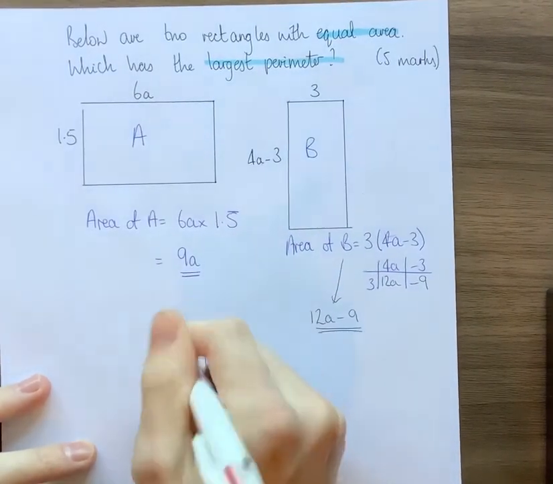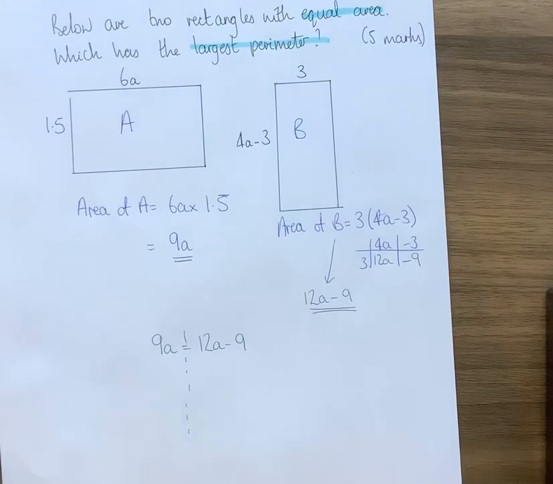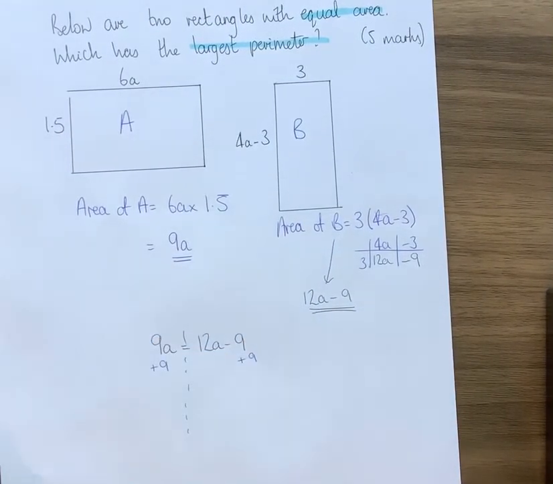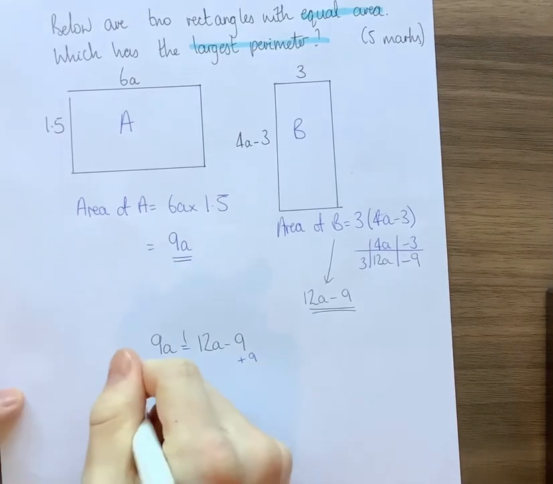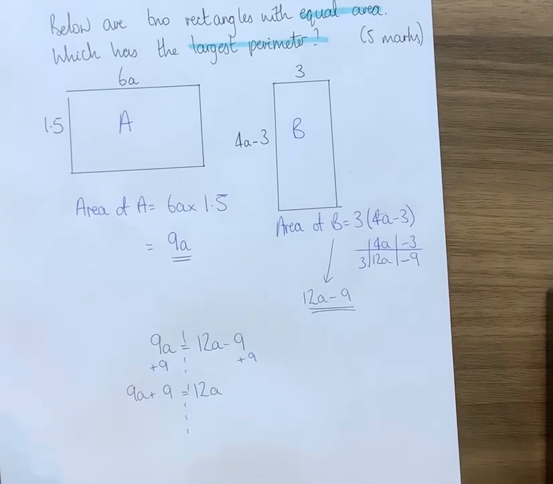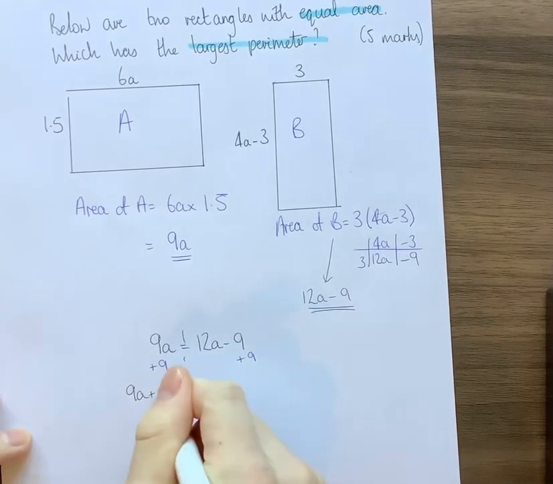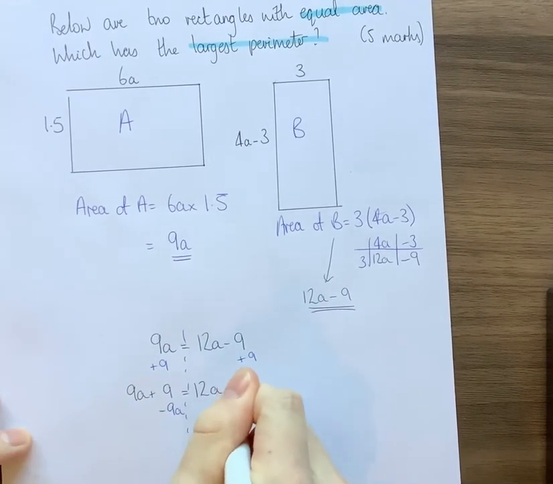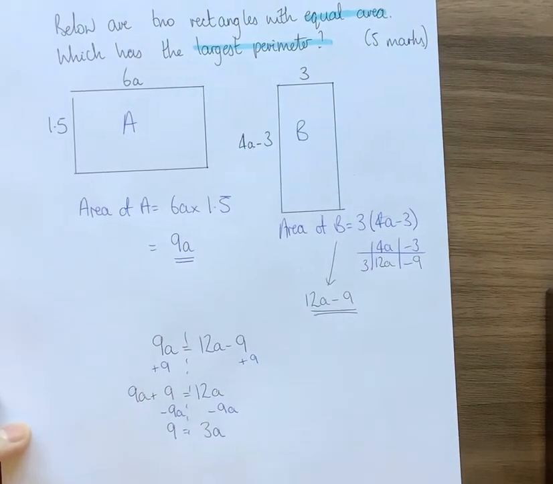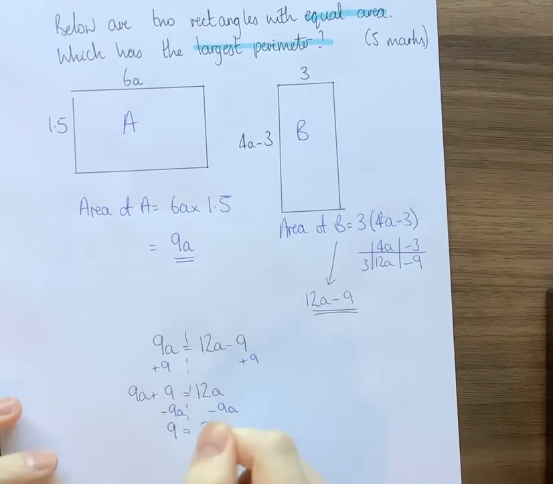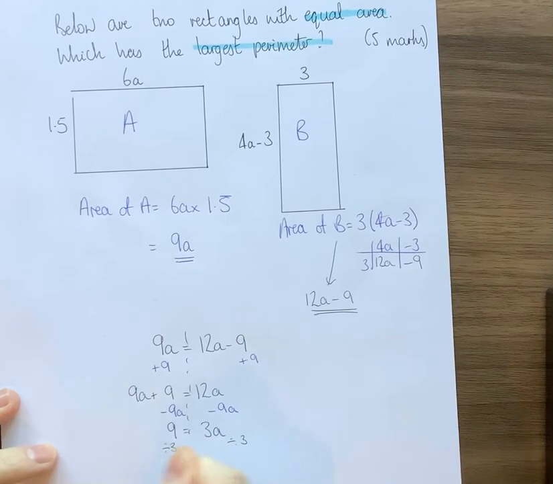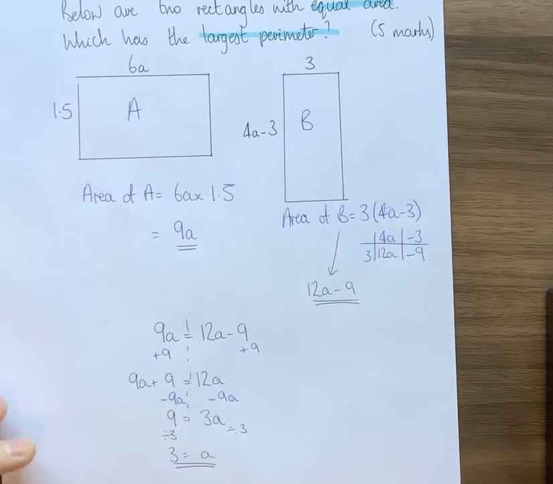And if I'm going to solve that, first thing I'm going to do is plus 9 to both sides, so that gets it a positive. So I've got 9a plus 9 is equal to 12a. Then the next thing, I'm going to minus 9a from both sides. So I've got 9 is equal to 3a. Now in order to work out the value of 1a, I'm going to divide both sides by 3. So a is 3 in this question.